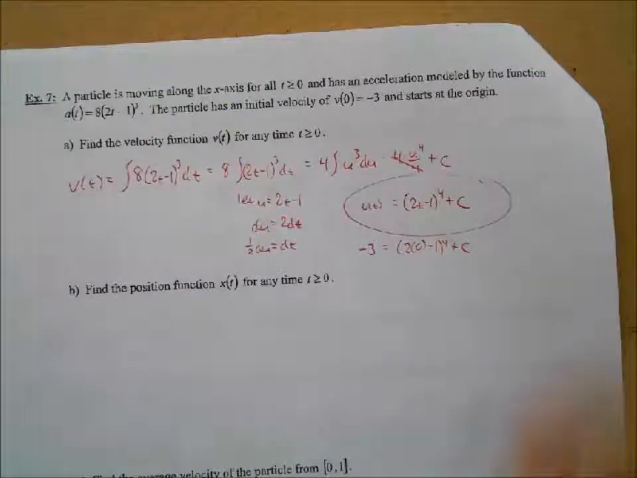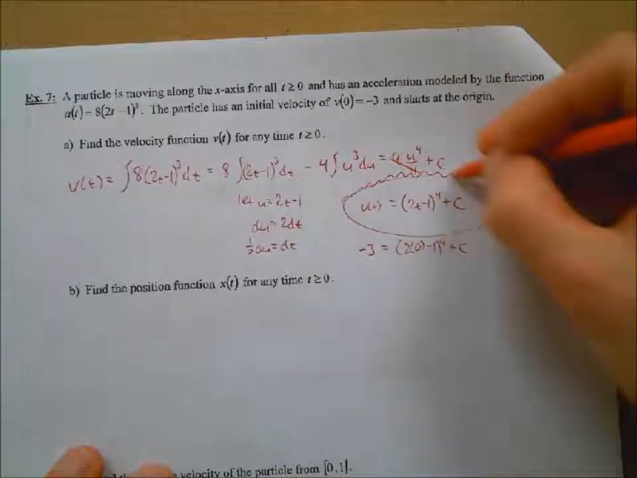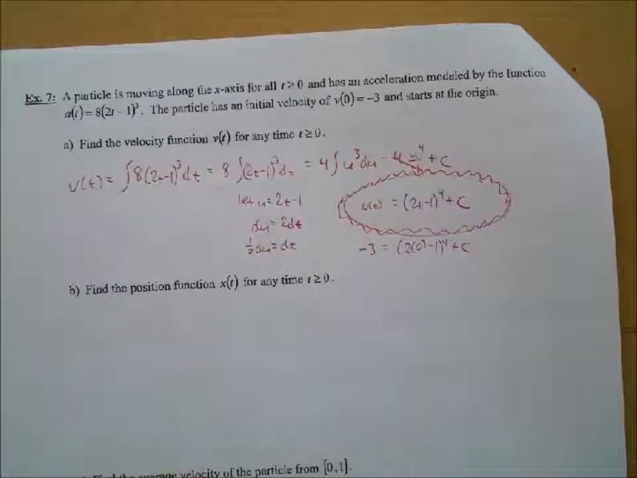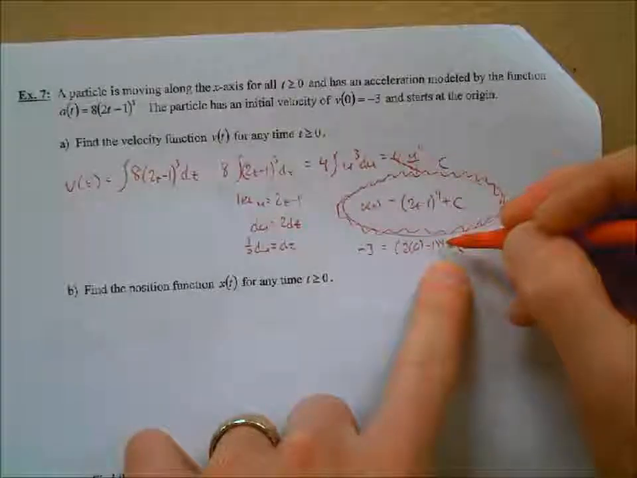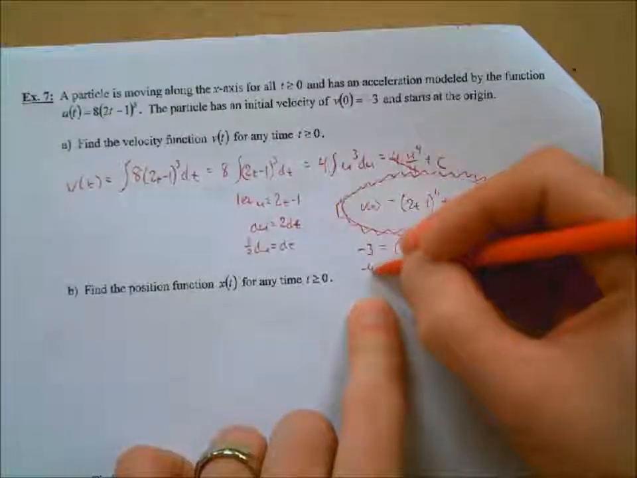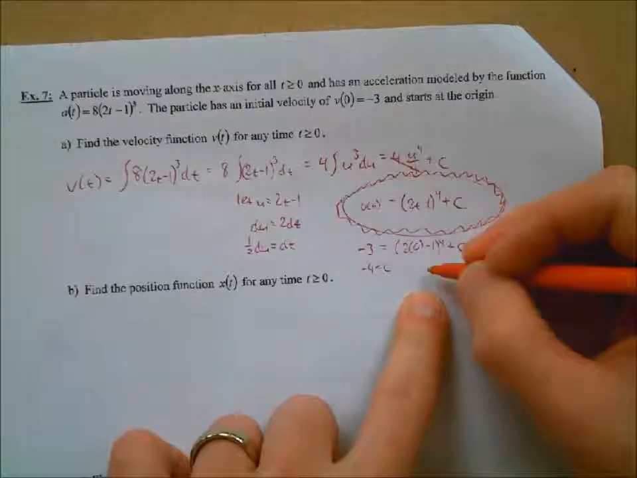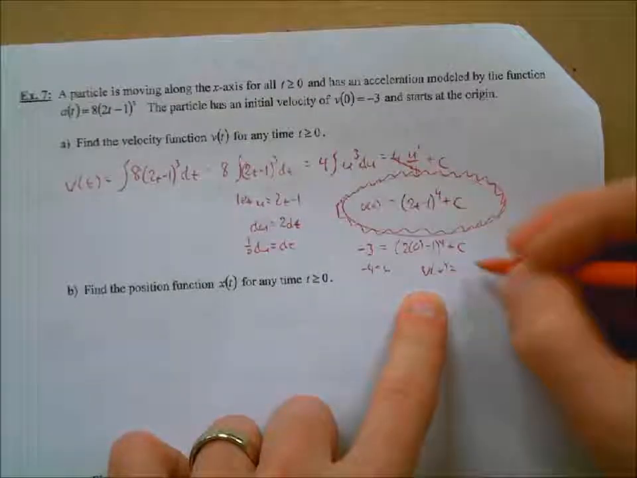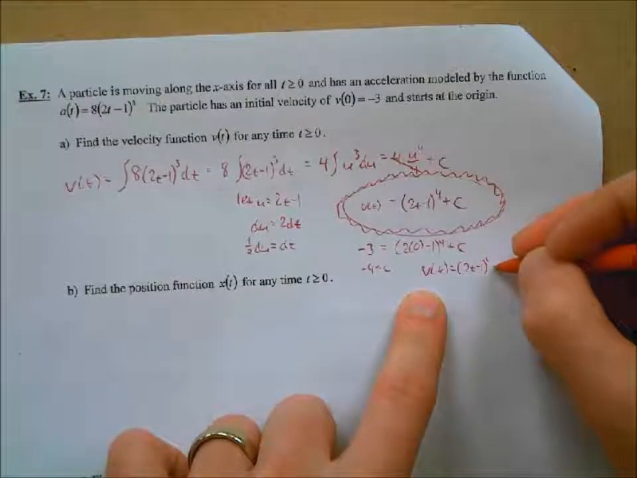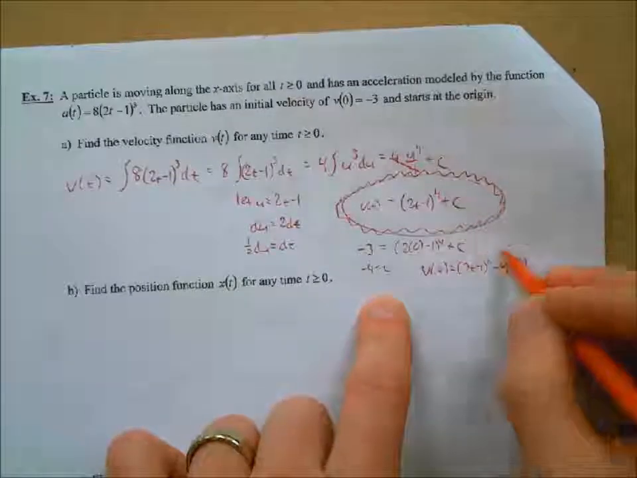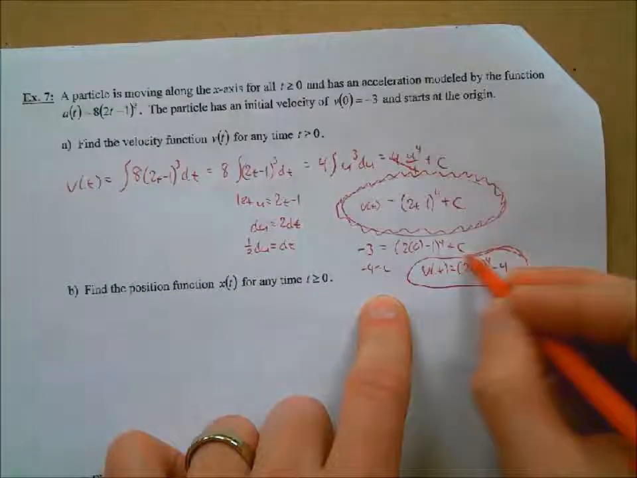Okay, so 2 times 0 is 0, minus 1 is negative 1. Negative 1 to the 4th is 1. Subtract that over, negative 4 is c. And so v of t is really equal to (2t minus 1) to the 4th minus 4. And that is really our velocity at any time t.